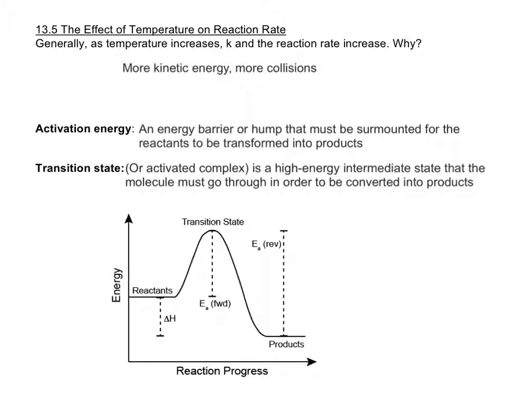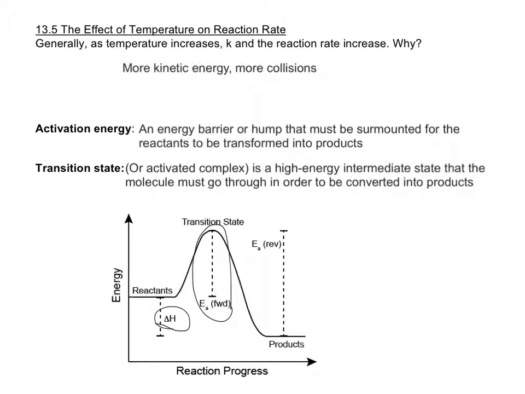Okay, and what I've shown here is a diagram, which should look familiar to you because we've looked at delta H before. So delta H tells you the difference in energy between the reactants and the products. That tells you whether the reaction is thermodynamically favored or unfavored. What I'm talking about today is the activation energy, which is this energy here.